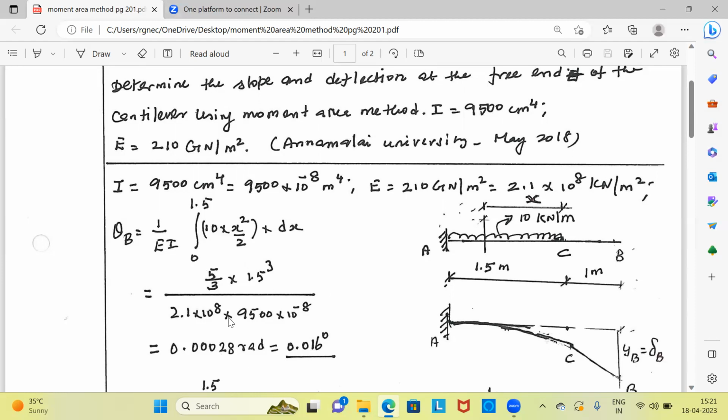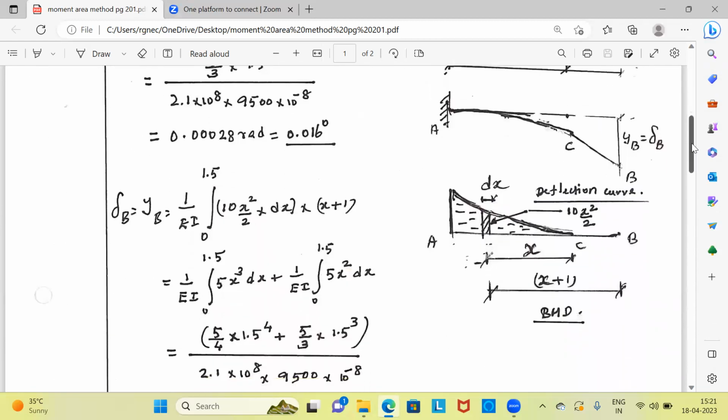Slope is obtained in radians. If you want it in degrees, multiply this by 180 divided by pi. This much into 180 divided by 3.14 will give you the slope in degrees. So theta B is equal to this much. This is the slope at the free end. Now we have to get the deflection at the free end. Now we will apply Mohr's theorem number 2.